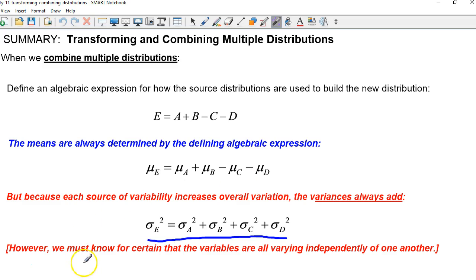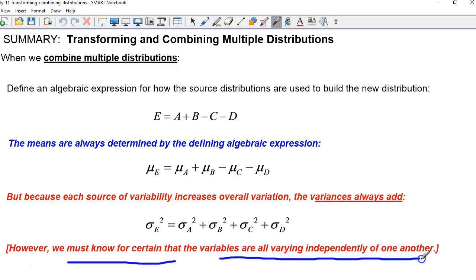However, we must know for certain that the variables are all varying independently of one another. If that's not true, we can still compute the combined mean, but we can't say anything about the standard deviation without getting into advanced linear algebra ideas. Okay, so that's it for the last topic.